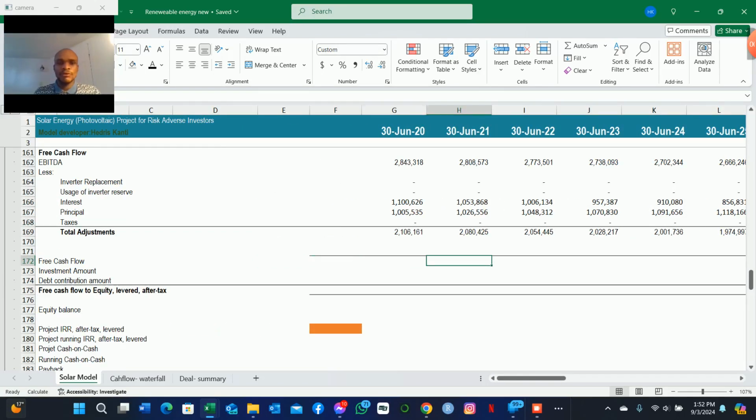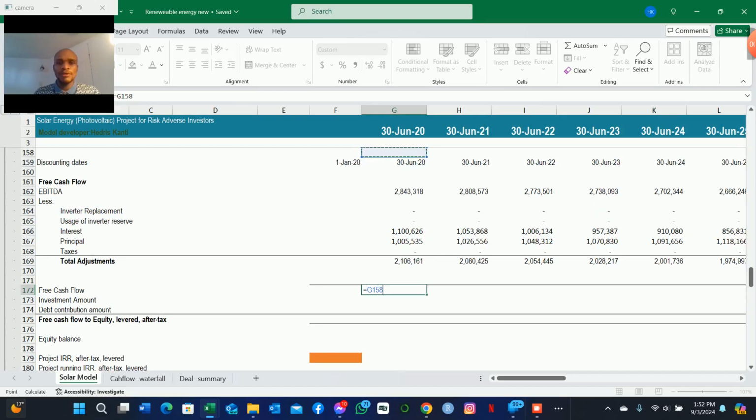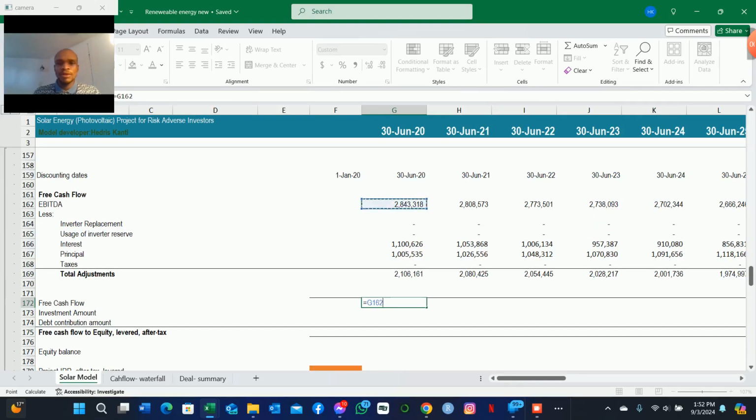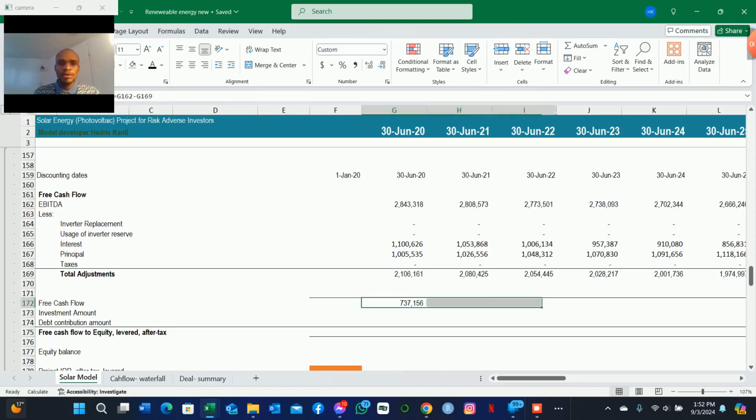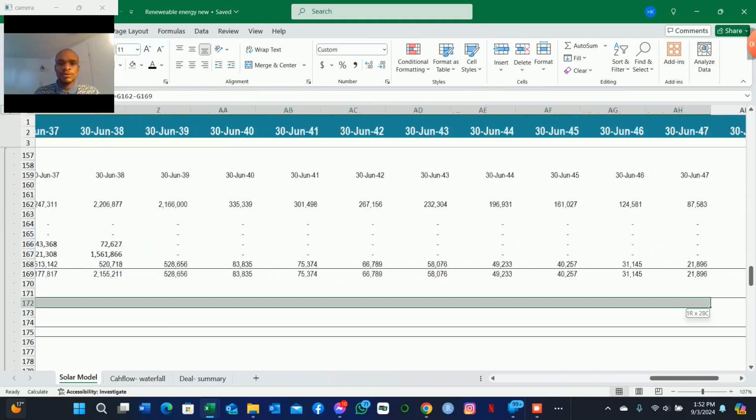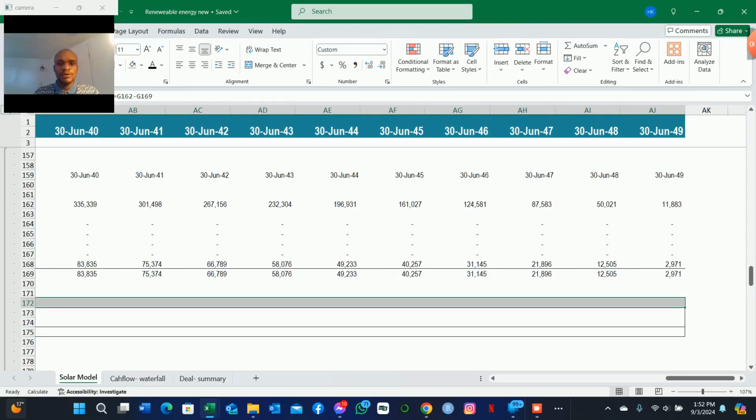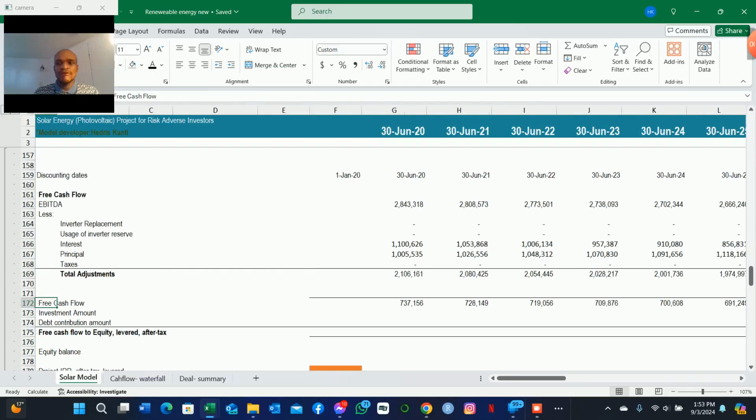And then for the free cash flow, it's going to be the difference between EBITDA and the total adjustments here. So we have that amount, we can fill all the way to the right to the end of the project life. And then we have to account here for the initial investment amount and the debt contribution amount.